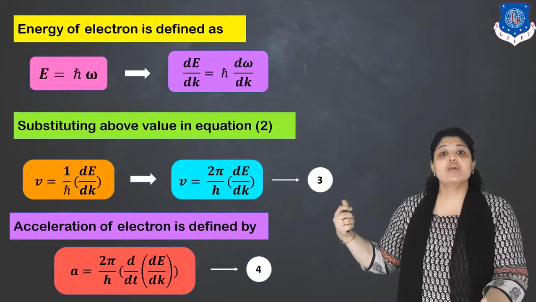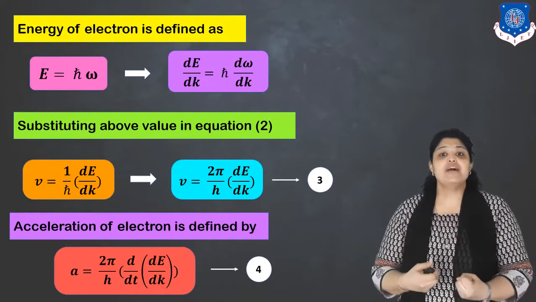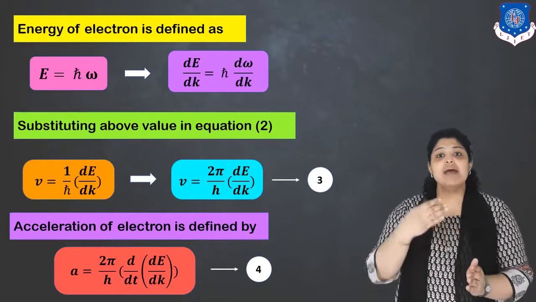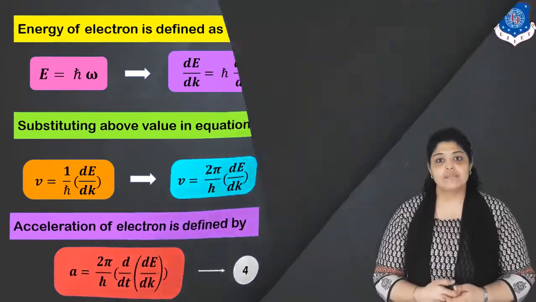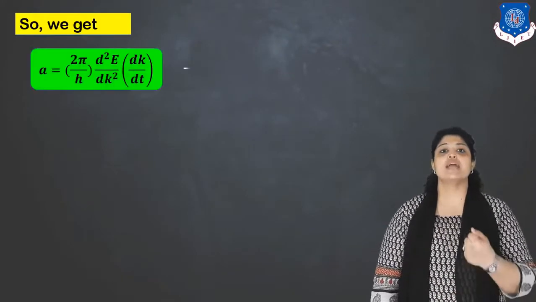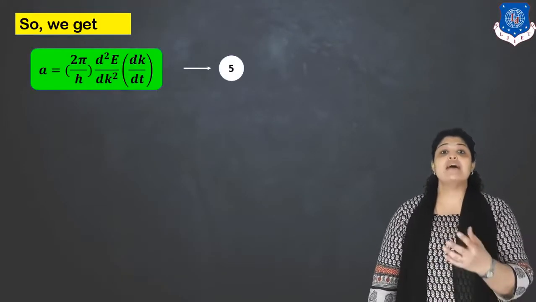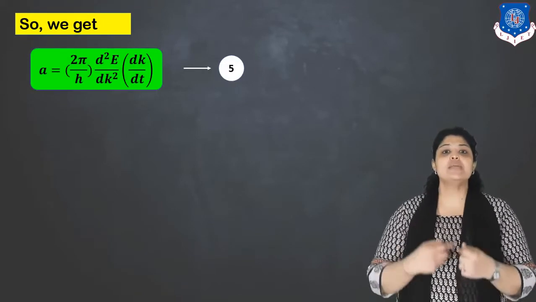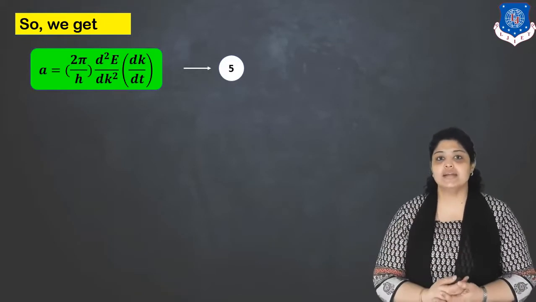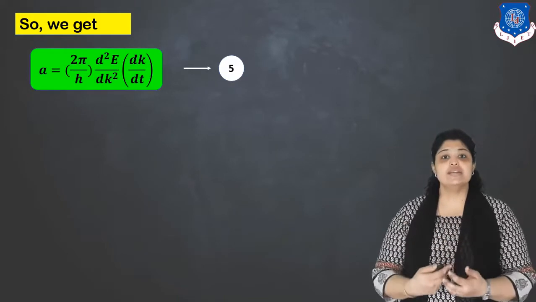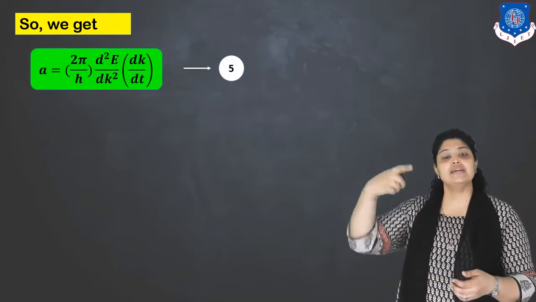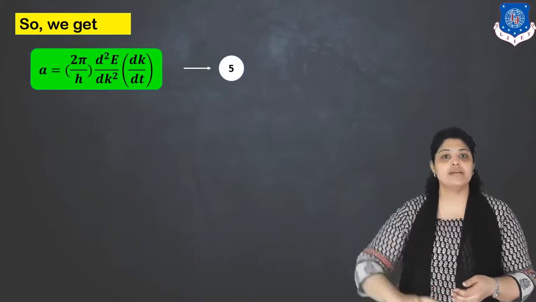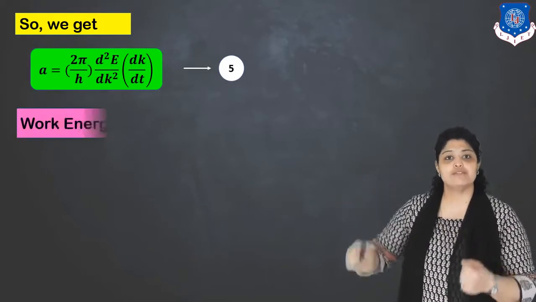So what will be the equation of a? It can be defined as 2π/h, that's a constant term, d/dt into dE/dk. Now let's see what comes next. So now we have the equation of a as (2π/h) d²E/dk² into dk/dt. What I have done here is I have multiplied and divided my equation by dk. So dk in the numerator, dk in the denominator, hence I obtain equation number 5.